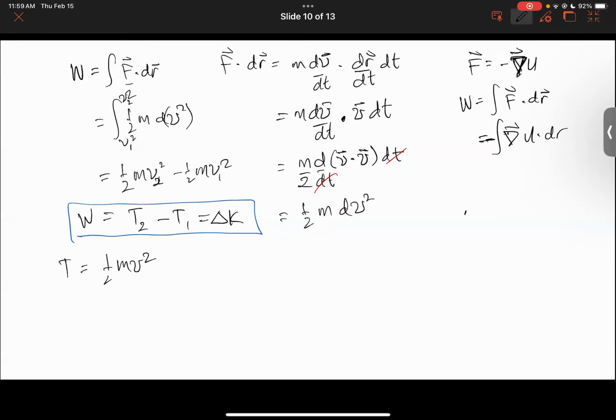Remember na gradient is with respect to space. This is a spatial derivative dotted to a spatial differential, then magka-cancel lang yung spatial na derivative doon. We'll end up with du, integral from the initial potential to the final potential, and then may negative sign dyan. So work is equal to u1 minus u2. So this is the negative change of potential.